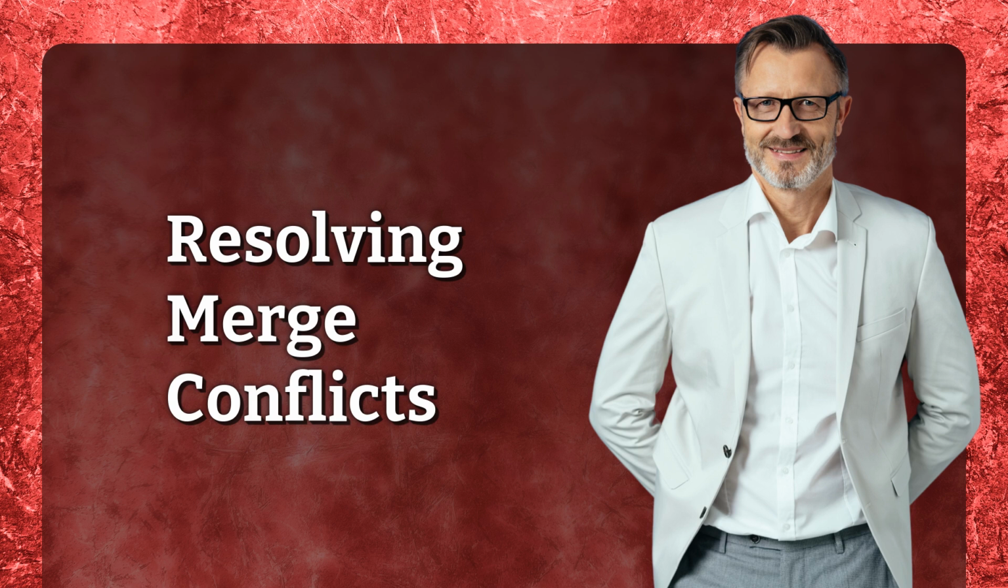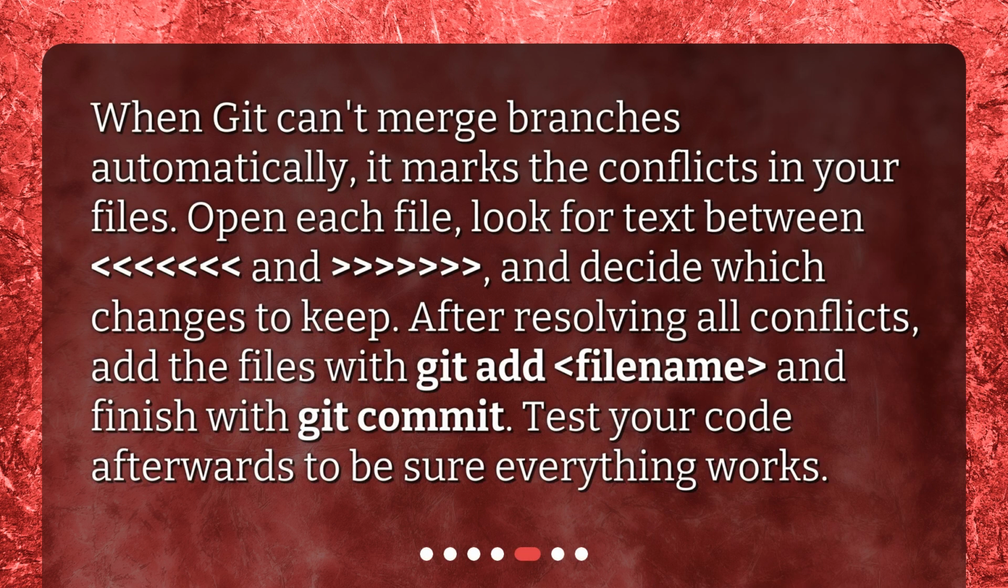Resolving merge conflicts. When Git can't merge branches automatically, it marks the conflicts in your files. Open each file, look for text between the conflict markers, and decide which changes to keep. After resolving all conflicts, add the files with git add <file name>, and finish with git commit. Test your code afterwards to be sure everything works.